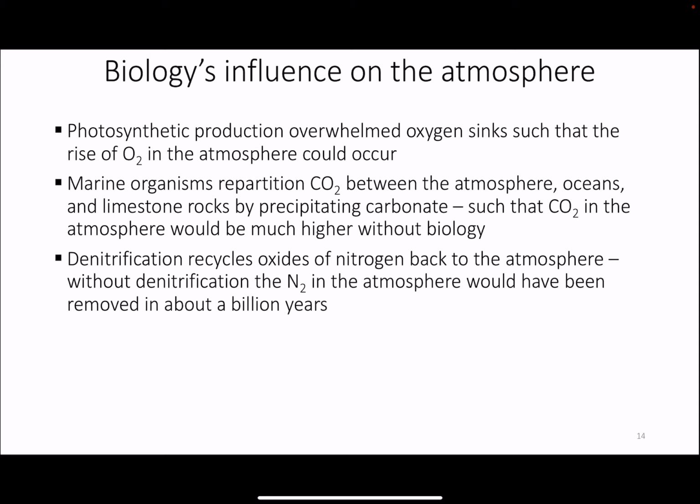And of course now I'm excluding the post-industrial anthropogenic impact on CO2. Obviously, that's a different story.